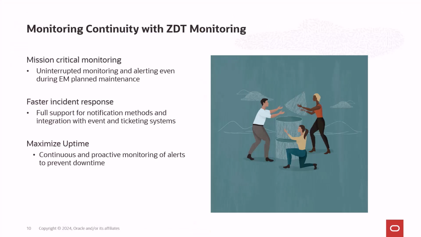Customers who rely on Enterprise Manager for monitoring mission-critical targets will see uninterrupted enterprise class monitoring and alerting even during EM planned maintenance. As you saw in the demo, this includes full support for notification methods and integration with event and ticketing systems, so administrators will be able to receive incident notifications through the same expected channels and thus respond quickly to these incidents. And with continuous monitoring, they'll always be able to maximize uptime of systems by proactively keeping an eye on alerts and responding to these alerts to prevent downtime.